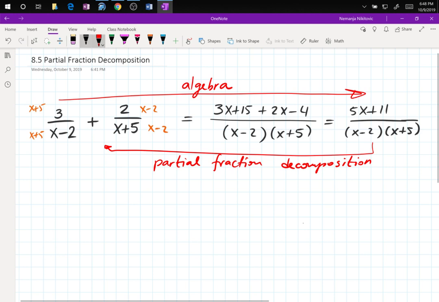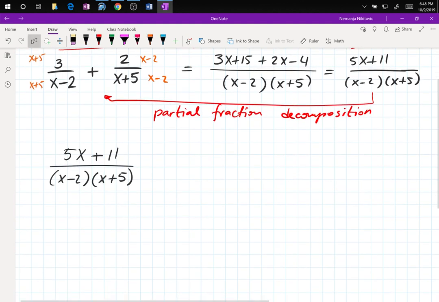So what do we do when you are given 5x plus 11 divided by (x minus 2)(x plus 5)? How do you split this up? So the first thing that you have to memorize are the 4 setup cases. And then there is a procedure that you grind through to solve this. So I'm going to remove this and write those 4 cases.